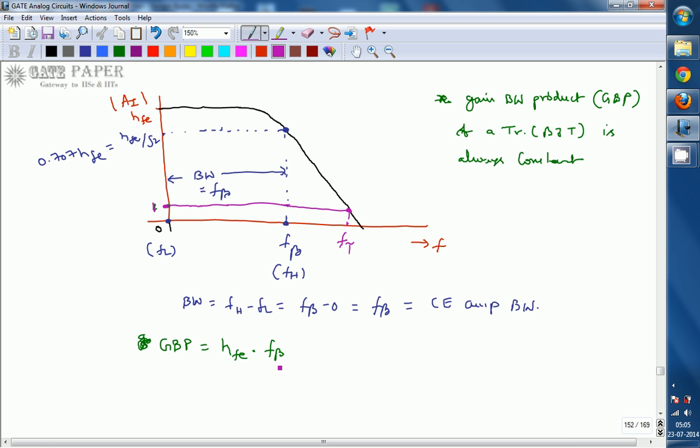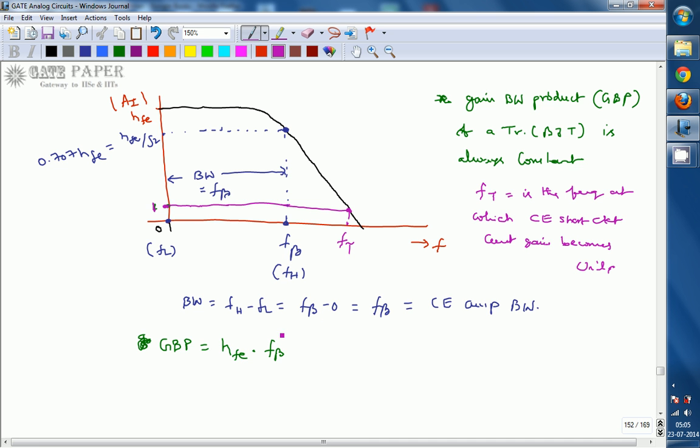f tau is nothing but one more parameter. f tau is the frequency at which the common emitter short circuit current gain becomes unity. That implies whenever the AI value is equal to 1, the bandwidth provided by that circuit is indicated as f tau.